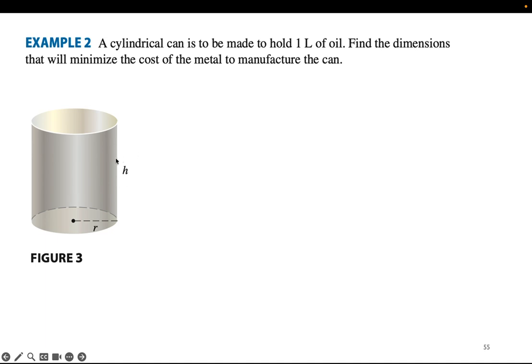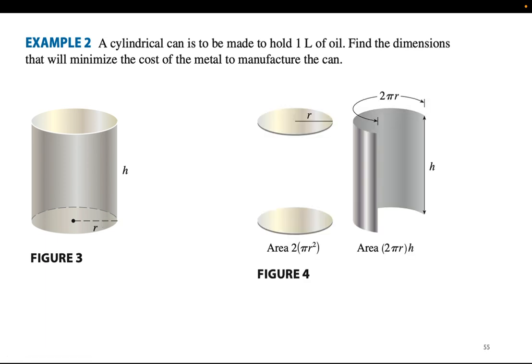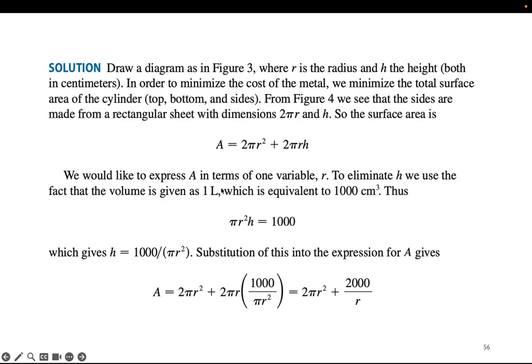So here's the cylinder. The height is h, the radius is r. Notice that the material consists of the top and the bottom, and then the sides. If I were to cut vertically and unroll it, it turns out that this is just a rectangle. The area is h times 2 pi r. So the total area of the can is the area of the two circles, pi r squared and pi r squared, plus 2 pi r h, the area of this rectangle. So that's what this is.